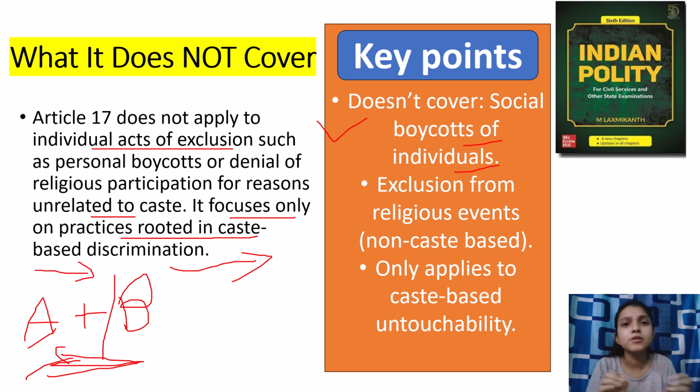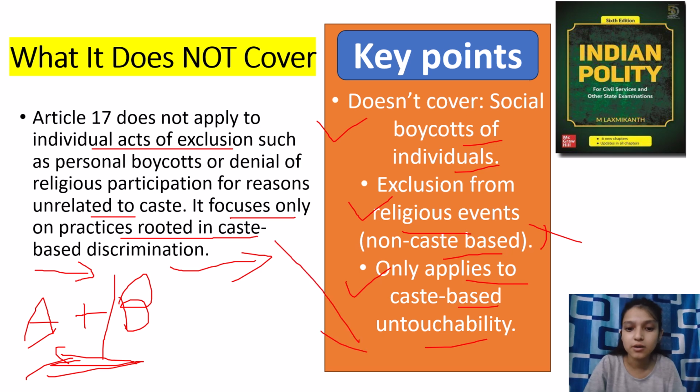These are very simple examples that I'm trying to give in order to make this concept more clear. Exclusion from religious events on non-caste grounds is not applicable here. It only applies to caste-based untouchability. So it applies only when there is an actual ground of caste-based untouchability.